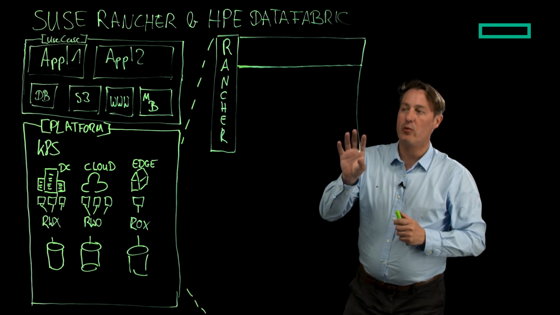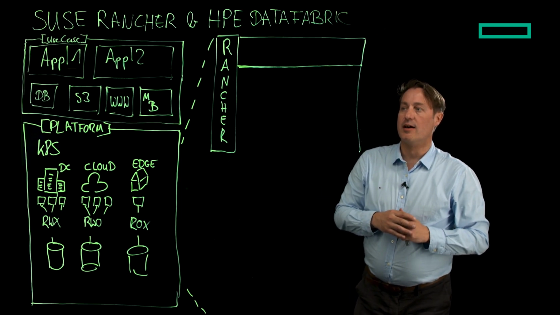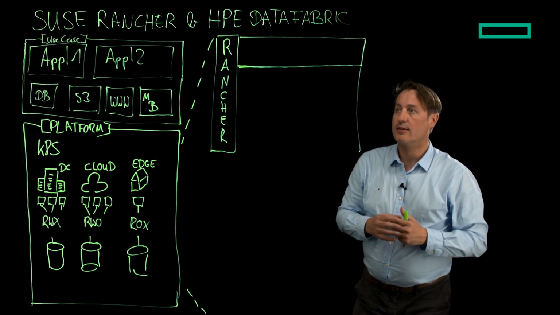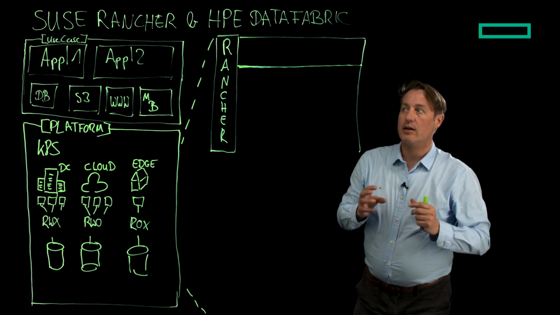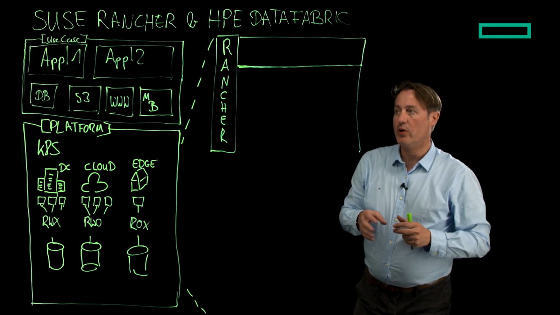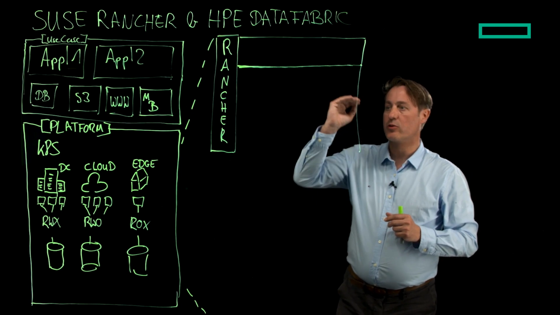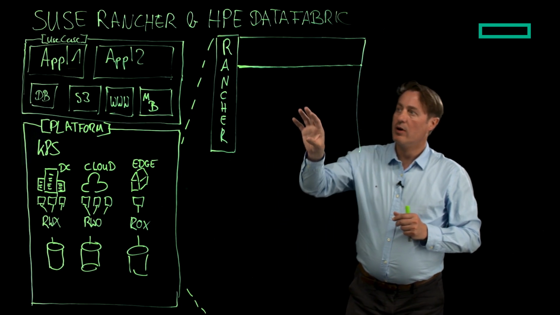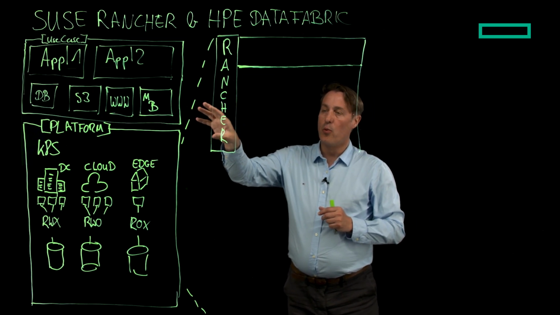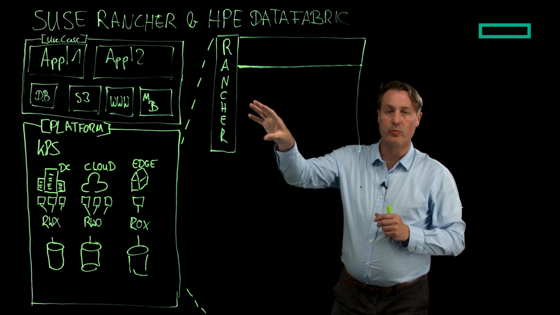Okay, let's talk about Rancher. What is it? Rancher is a management platform for Kubernetes. And Rancher offers you different functionality. And I want to go from the top to the bottom and explain you with the use case where Rancher helps you to solve the problem.